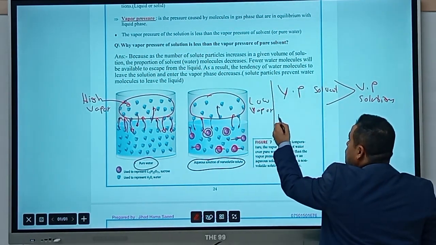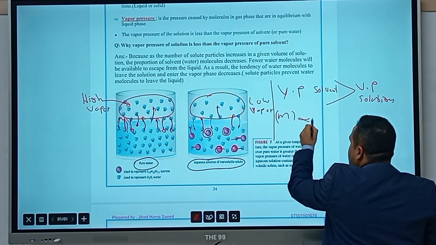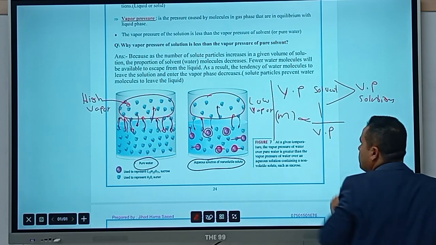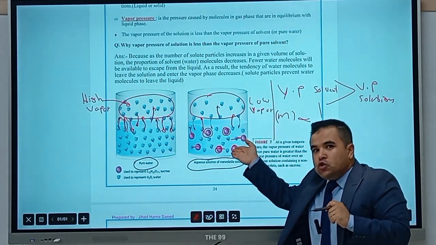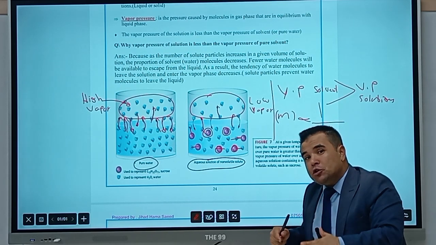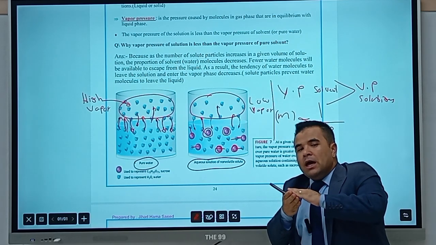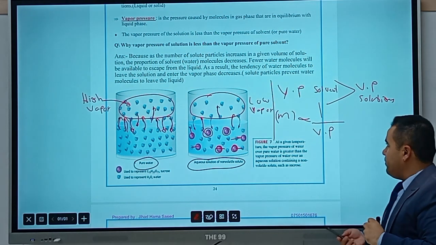So what's the relation between concentration in molality and the vapor pressure? It's inversely proportional. As we add more solute into the solution, that lowers the vapor pressure much more than the pure solvent, and there will be a greater distance between the vapor pressure of the solvent and the solution.